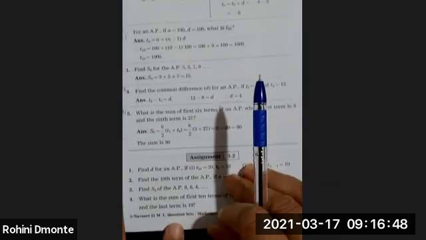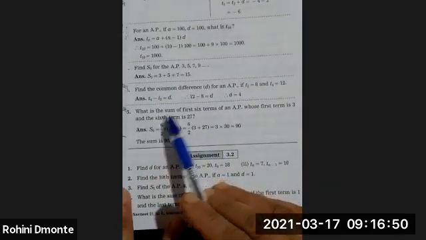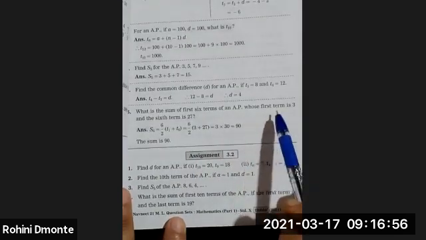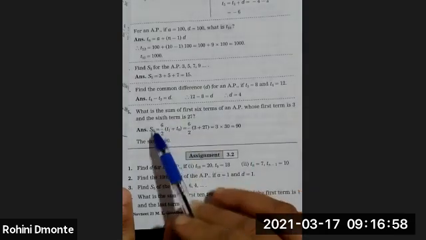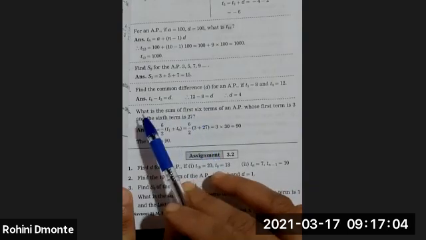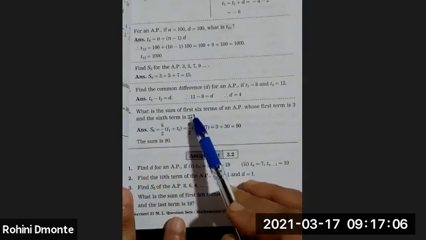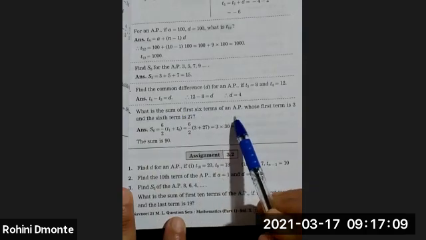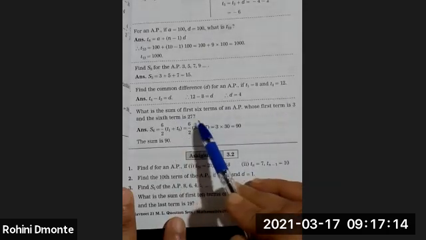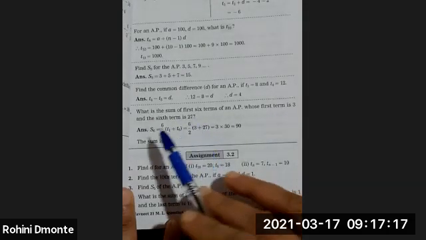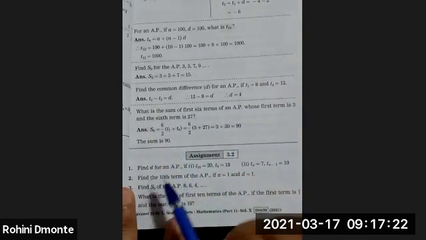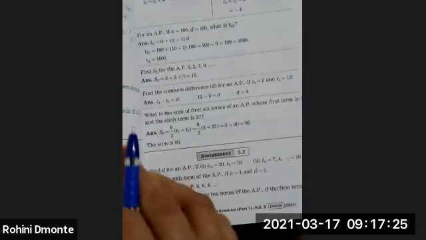Okay, now let us move to the next sum. What is the sum of the first 6 terms of an AP whose first term is 3 and sixth term is 27? What is the question? The sum of the first 6 terms of an AP. What is given? T1 is given and T6 is given. And what are you told to find? The sum of the first 6 terms of an AP. In that case, which formula do you have to use? I'm writing here.